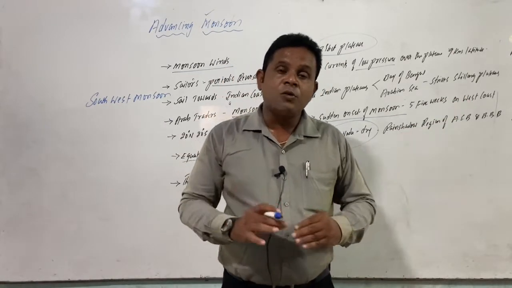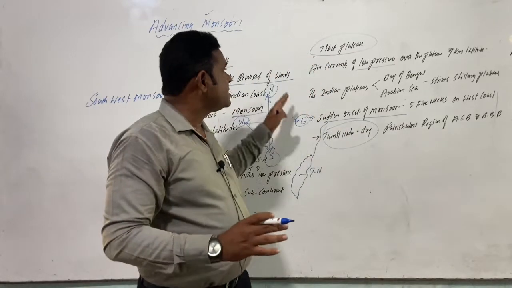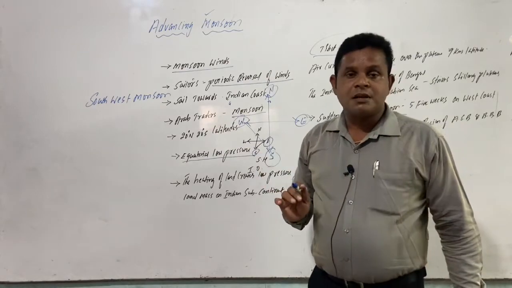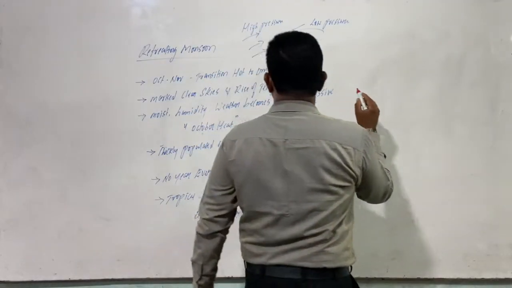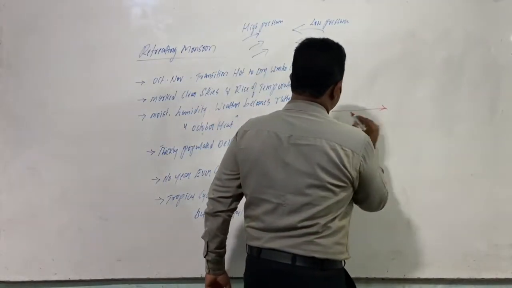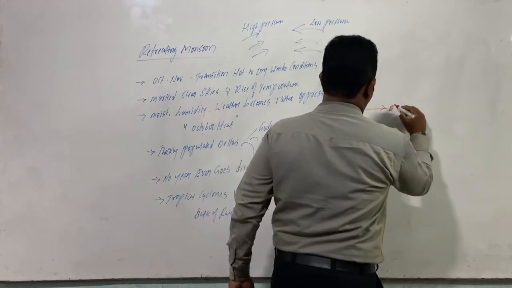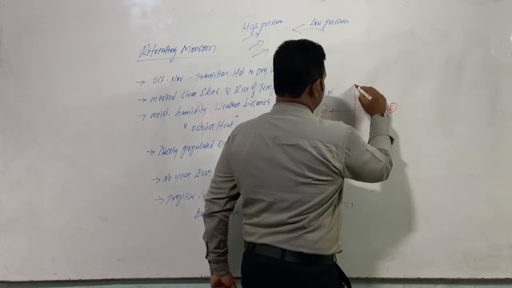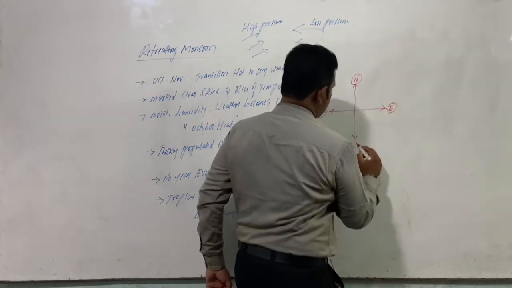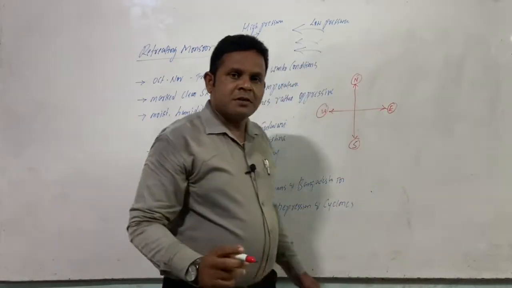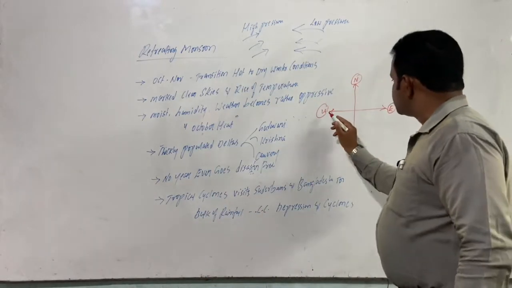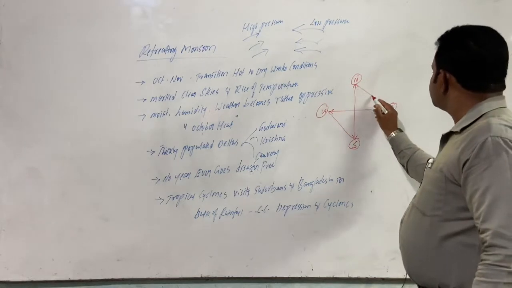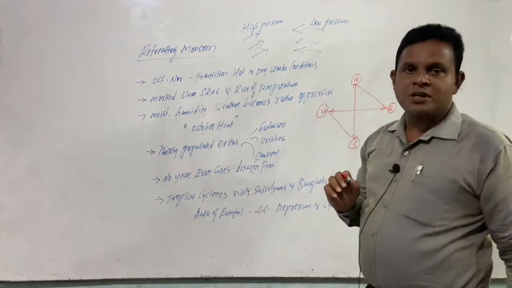So these are the things we notice about the advancing or southwest monsoon. After the advancing monsoon, the next we are discussing is retreating. As I said, southwest is what we call advancing. Now northeast is what we call the retreating monsoon.